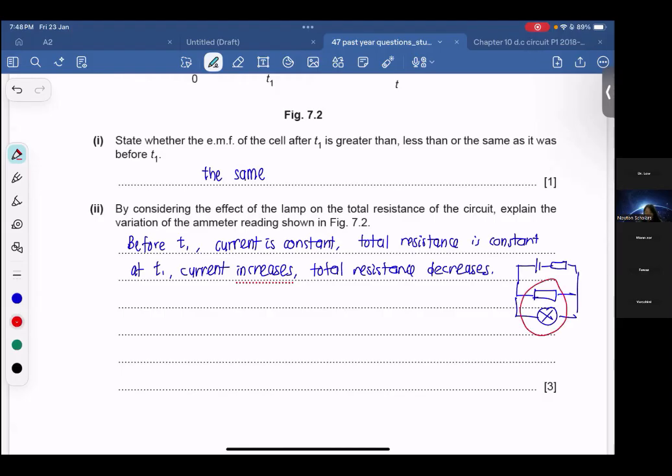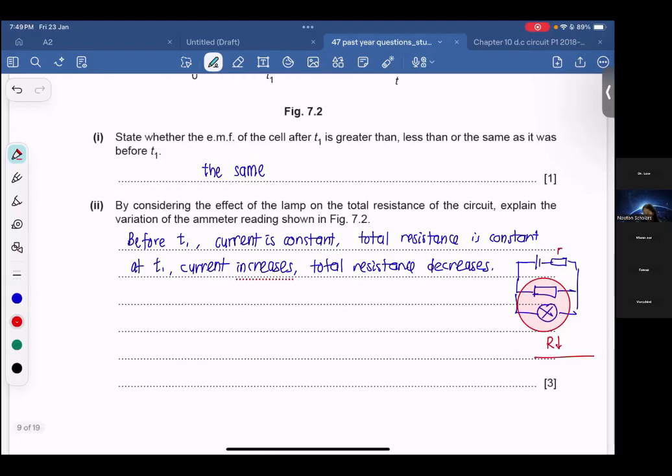The external circuit here, the resistors are actually in parallel. Resistors in parallel will cause this part of the resistance to decrease. The property of connecting resistors in parallel is that we decrease the resistance. If you include the internal resistance, our total resistance will decrease, so the current will increase. So once we close the switch, the current suddenly increases because our total resistance decreases.